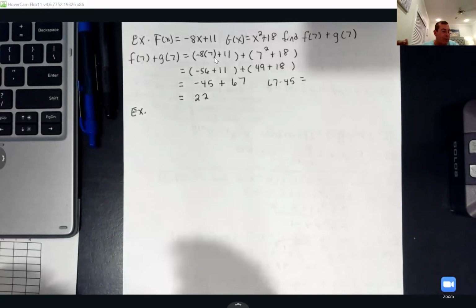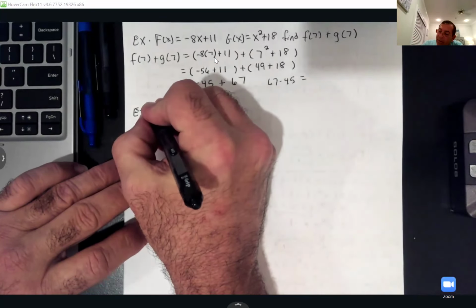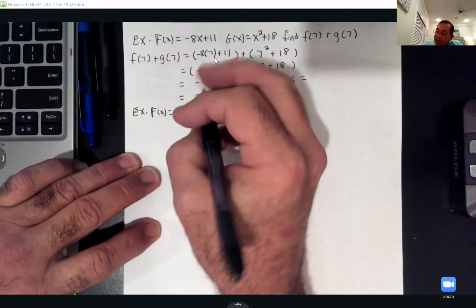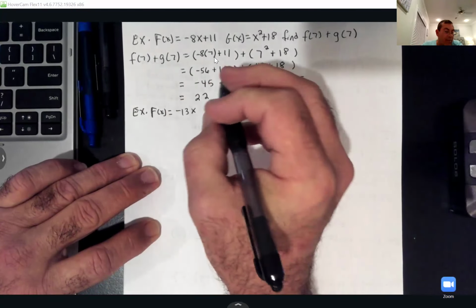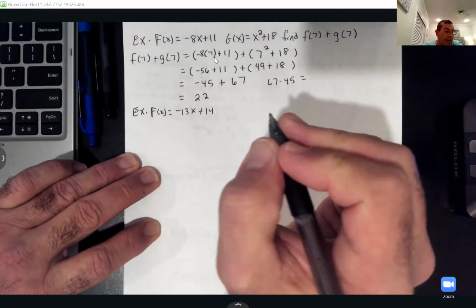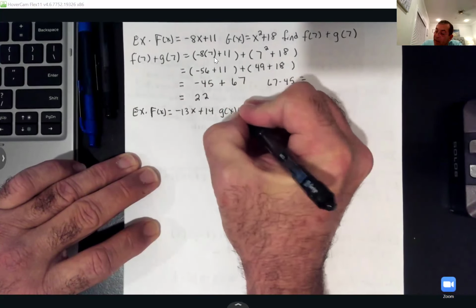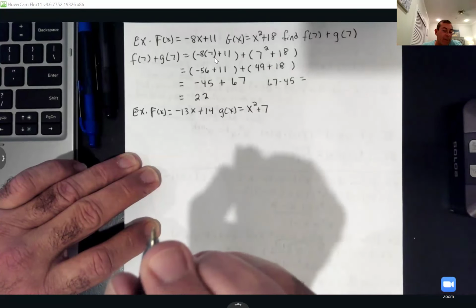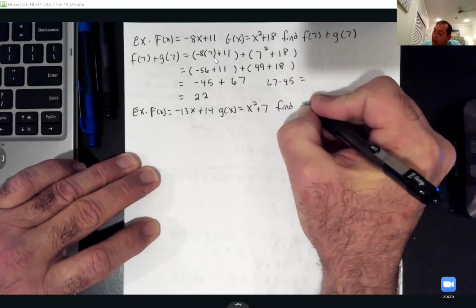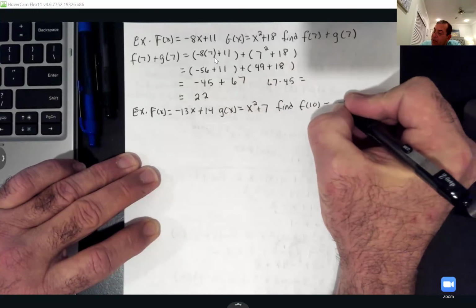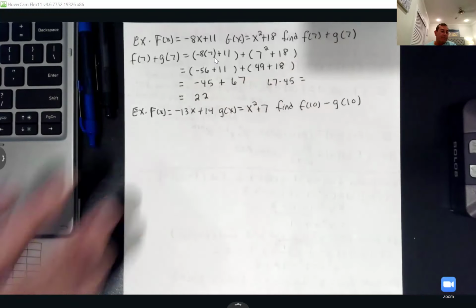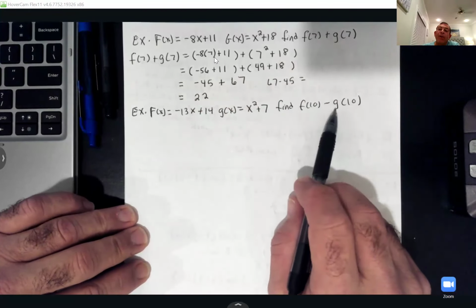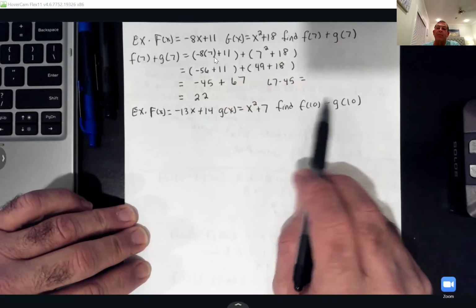All right, y'all. Let's see a little bit of subtracting on this one. So this one, f of x, is going to equal negative 13x plus 14. G of x is going to equal x squared plus 7. We're going to find f of 10 minus g of 10. So once again, they could have said f minus g of 10 on this one since they're both putting in a 10.